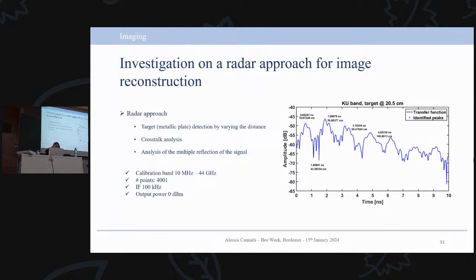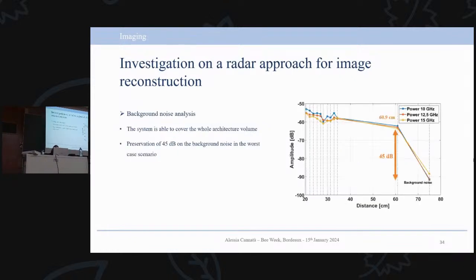We wanted also to perform a background noise analysis. As I told you, we changed the position of the metallic plate, and we also carried out measurements without any target. We found out that even in the worst case, with the metallic plate as far as possible from the antennas, we had a preservation of 45 dB on the background noise.